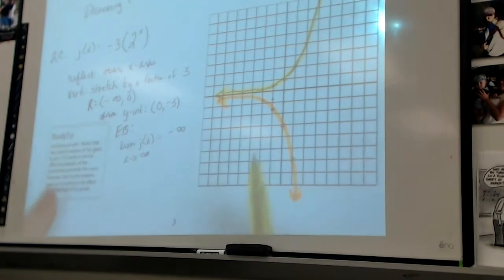All right, what about the increasing, decreasing? It's decreasing. Yes, that's different. It's increasing here, and now it's decreasing.